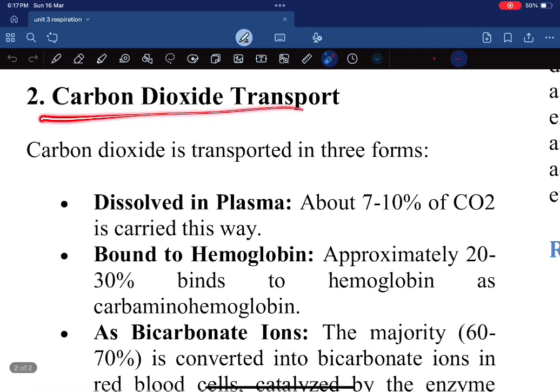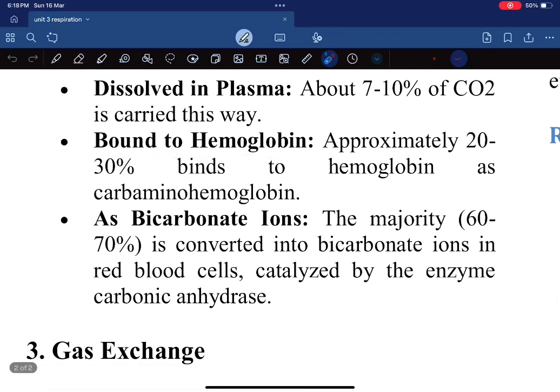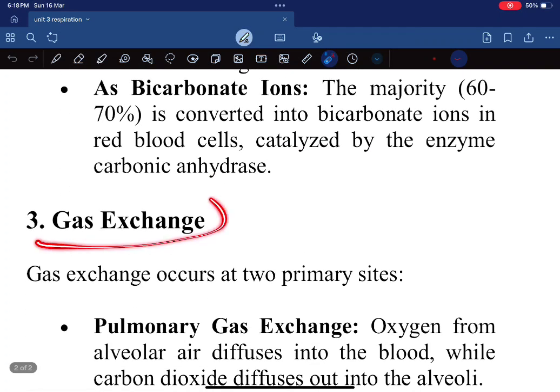Second, carbon dioxide transport. Carbon dioxide is transported in three forms. First, dissolved in plasma: about 7 to 10% of CO2 is carried this way. Second, approximately 20 to 30% binds to hemoglobin as carbaminohemoglobin. Third, as bicarbonate ion: the majority, 60 to 70%, is converted into bicarbonate ion in red blood cells, catalyzed by the enzyme carbonic anhydrase.